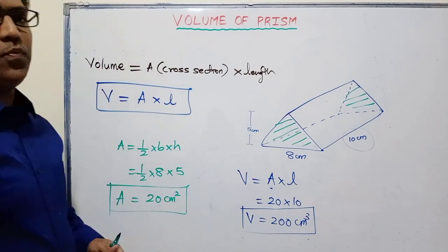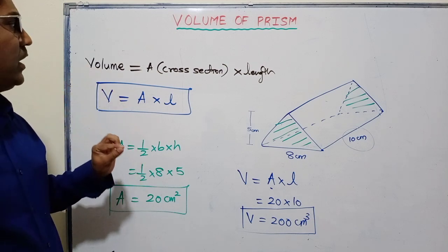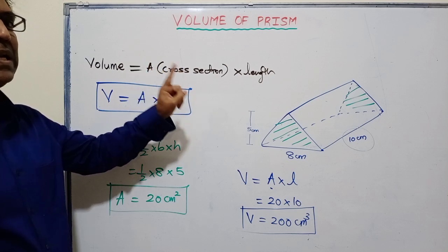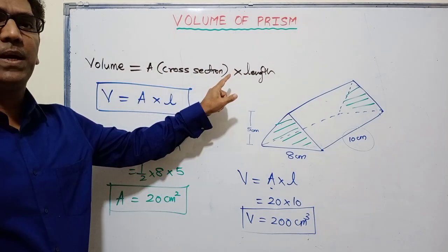So this is how you find the volume of a prism. The only thing you need to identify is your cross section. The cross-sectional area is parallel and identical, and the volume formula is area of cross section multiplied by length.